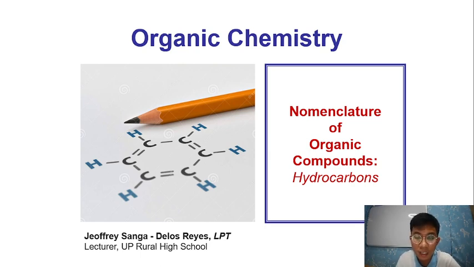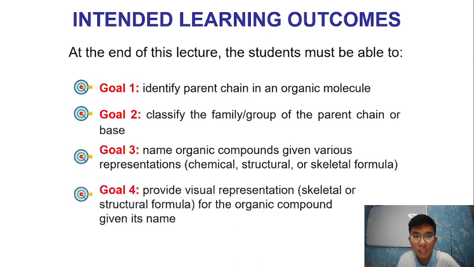Na-discuss natin in this lecture video yung nomenclature of organic compounds. We started with hydrocarbons. We have the saturated and unsaturated, covered different rules. As I mentioned in the learning outcomes, we're able to hit goal number one. We identified the parent of an organic molecule. Depending on how long the parent chain, so you name it. Goal number two, we have the classification of the family group of the parent.